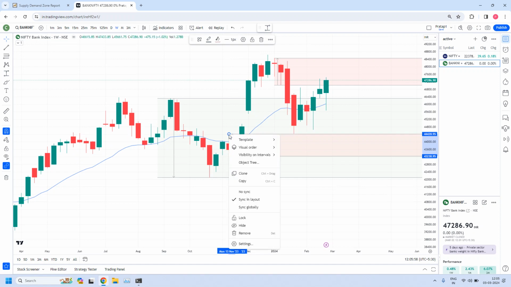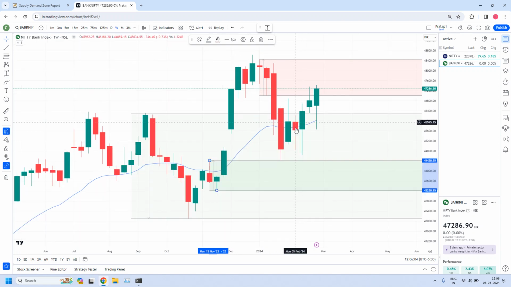This is a demand zone. Weekly demand zone. See, it just reached the weekly demand zone and then started to move, and again it reached the supply zone. So the move is completed. How much time did it take? It took 5 weekly candles. Almost a month, or a little over a month, to reach the weekly supply zone.